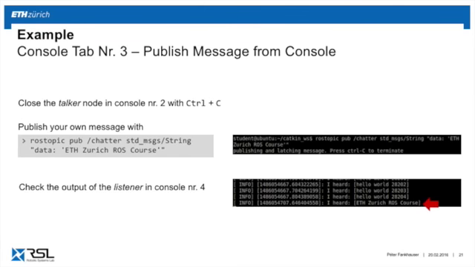Now, if you type in this command and look at console number 4, where the listener runs, you should see that instead of hello world, it suddenly tells you, okay, this is a message I got. That's the one you published from your console. What you saw is that you can subscribe to topics and show the contents in the console, but also you can publish messages from your console.